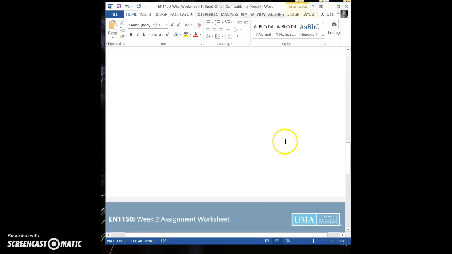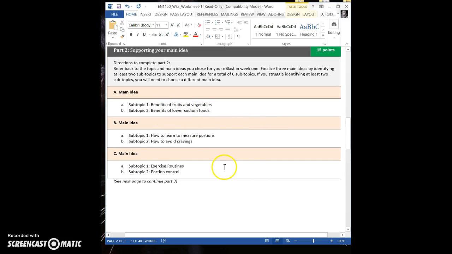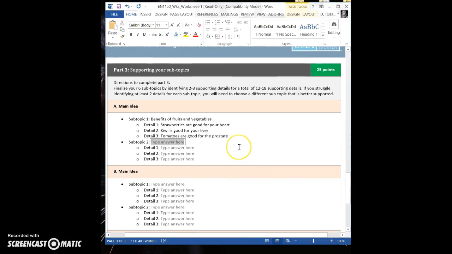Now remember, our second subtopic was benefits of lower sodium foods. Okay, so let's go back down and put that. Benefits of lower sodium foods. Okay, so now we're going to be talking about that, and we're going to be learning about the different things. So maybe you would put something like the benefits of lower sodium food, lower blood pressure, and so forth and so on. You're going to fill these in.